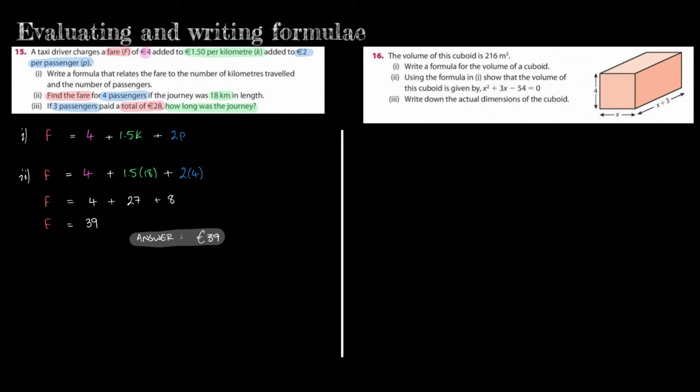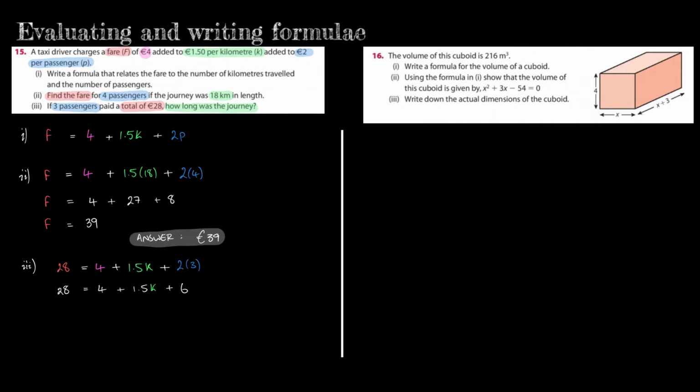Okay. The last part of that question, if 3 passengers paid a total of €28, how long was the journey? So I'm using the same formula again that I formed at the very, very beginning. I'm going to put 3 in for the number of passengers. I'm going to put in 28 for the fare, and I'm going to find out how long the journey was. So the unknown in this case is going to be k. So all I did was sub in the information I was given into the formula, and you can see the unknown is going to be k, so I'm going to have to find the value for k.